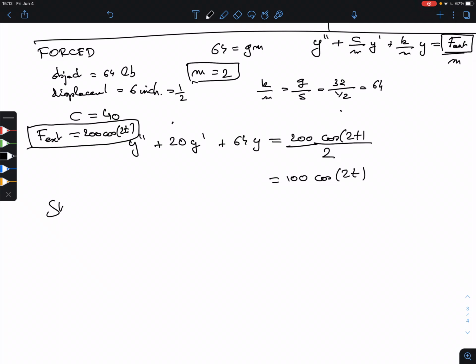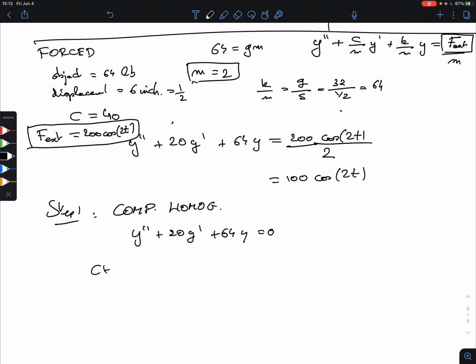Okay, step 1. The complementary homogeneous. That is y double prime plus 20y prime plus 64y equals 0. So what is this? In this case, complementary homogeneous is just a terminology from differential equations, right? But in this case, what does this mean? It means there's no external force. It's a free harmonic movement. Okay, and what happens then?